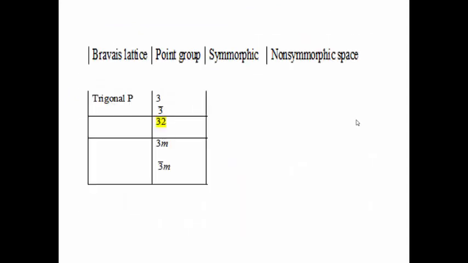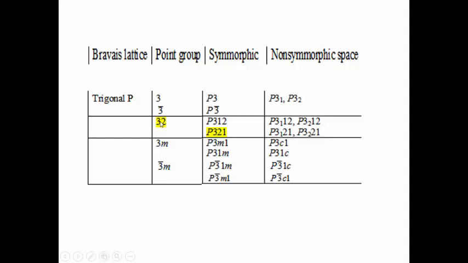So let's say you had the trigonal primitive, so that would be the Bravais lattice for trigonal primitive. The various point groups that would be trigonal would be 3, 3 bar, 32, 3m, and 3 bar m. This is highlighted because it's anhydrous alum. It's also quartz.